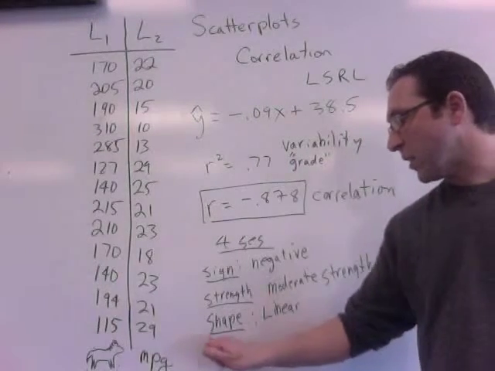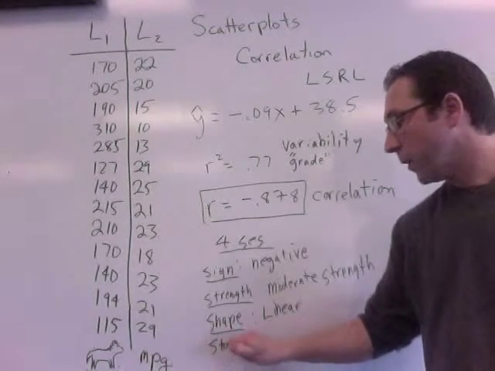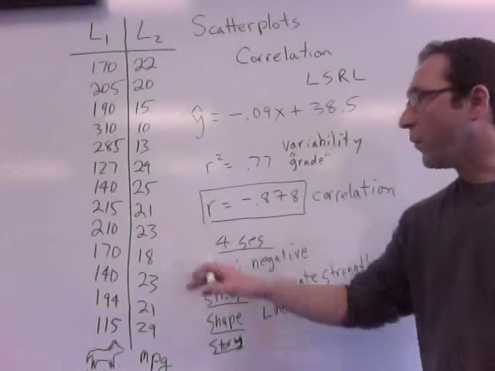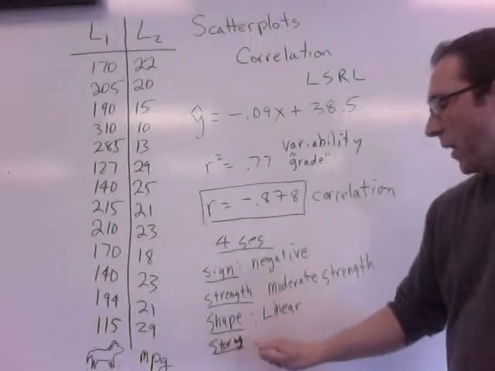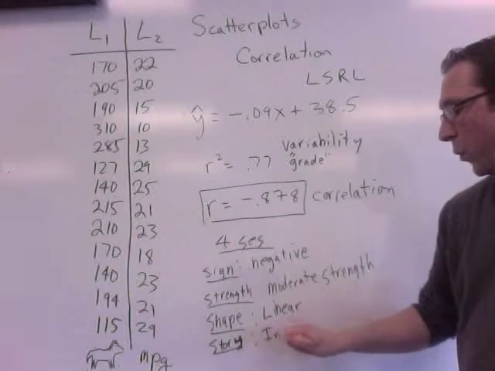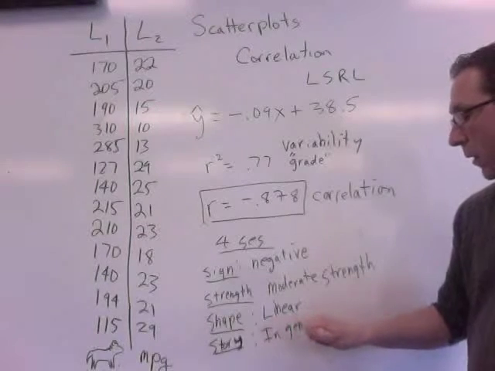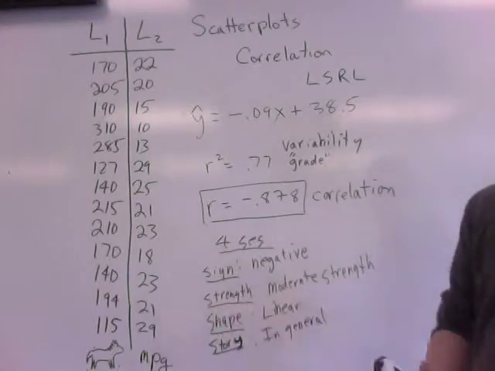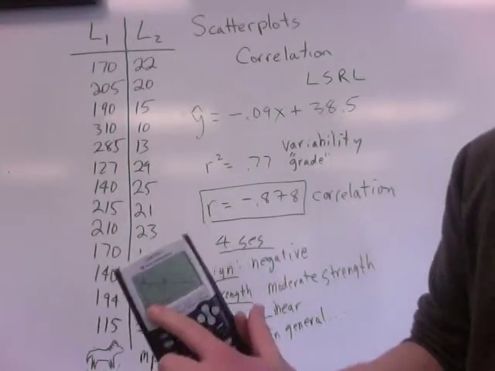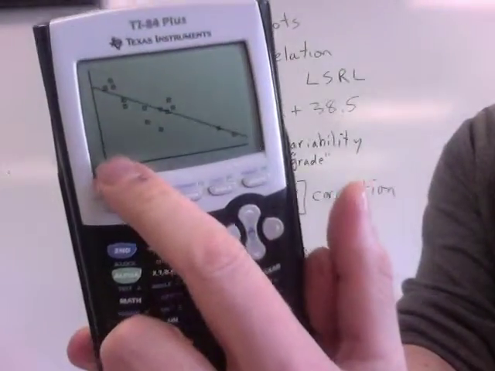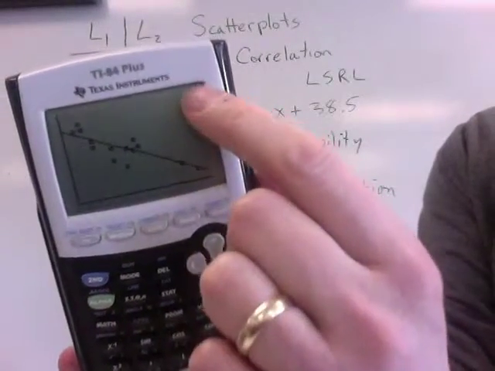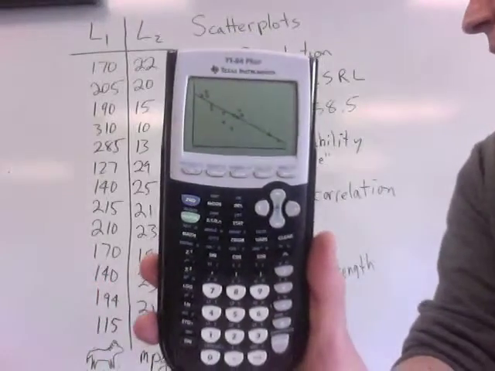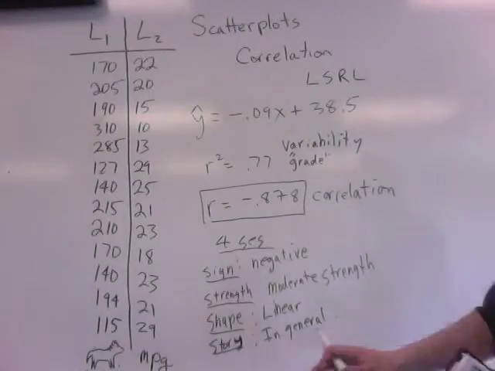And then the last S is the story or the situation. So we want to throw in the context of what's happening with the graph in real life. And a good way to say that is to start off with the two words in general. In general, as horsepower increases, the miles per gallon decrease. Not true of every single car or truck that's on the list, but in general, that's the flow of the points that's happening.